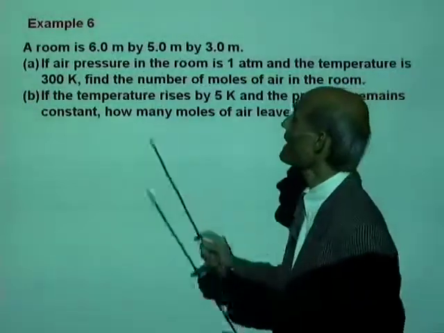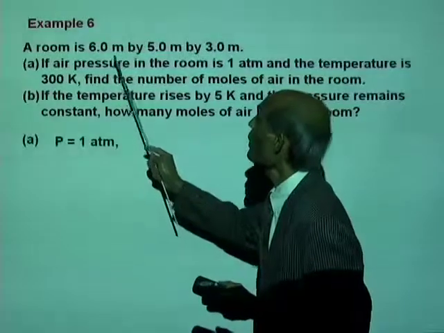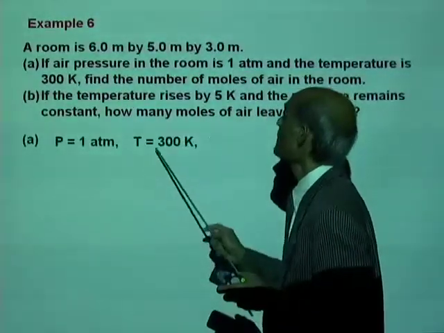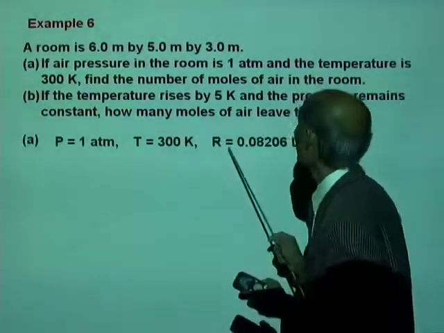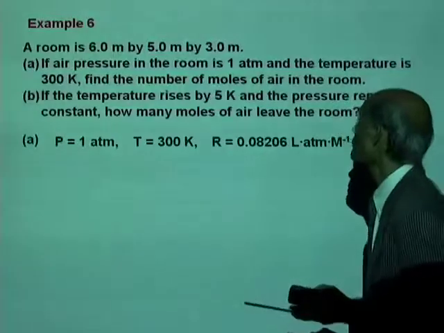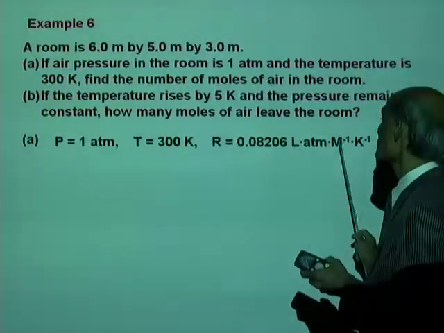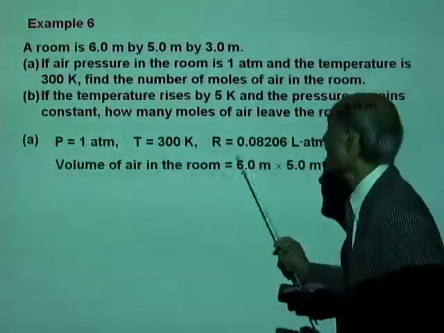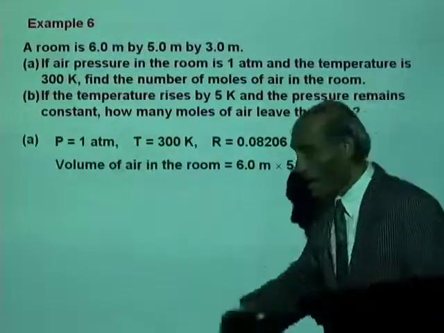Alright, let's first find n by writing down the given values. First of all, pressure is 1 atmosphere. Temperature is 300 Kelvin. R is 0.08206 liter atmosphere per mole per Kelvin. Volume of air: the room is 6 meter times 5 meter.